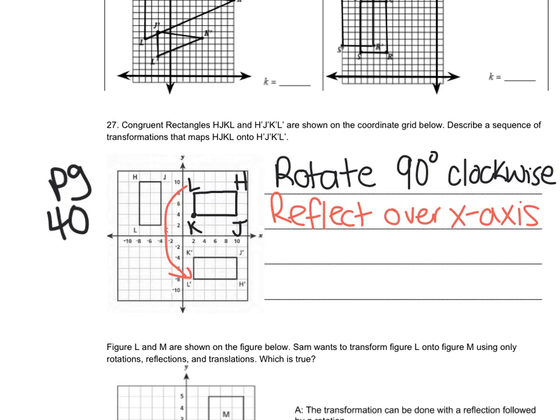There's many other ways you could do this too. For example, if I rotated 90 degrees counterclockwise, so the other way, my rectangle would be here, K, L, H, J, and then again I would reflect, this time over the y-axis. So multiple answers to these. And a sequence means that I am going to need more than one transformation.